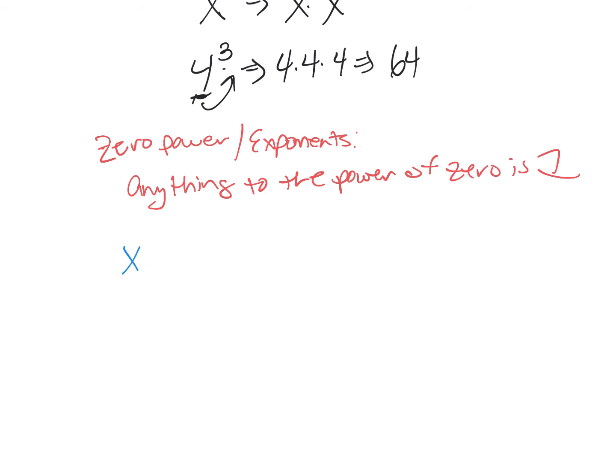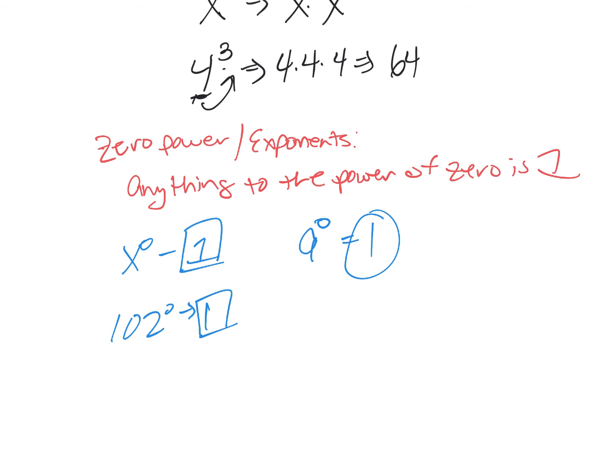So if I have x to the power of 0, that's simplified to 1. So we're simplifying exponents here. If I have 102 to the power of 0, that is 1. If I had a to the power of 0, that is 1. If I had -4 in parentheses to the power of 0, that is 1, simplified to 1. So we're simplifying all of these exponents today. So that's one rule to just memorize, okay? Anything to the power of 0 is 1.